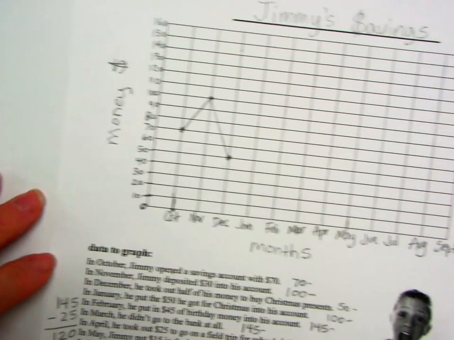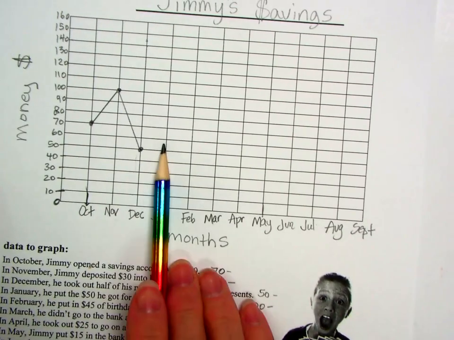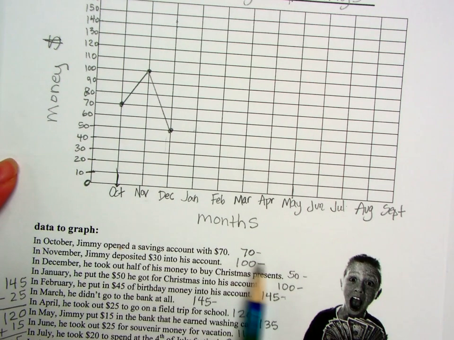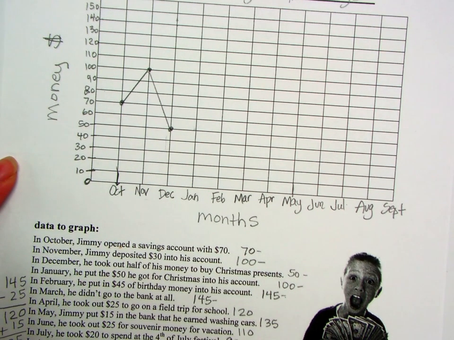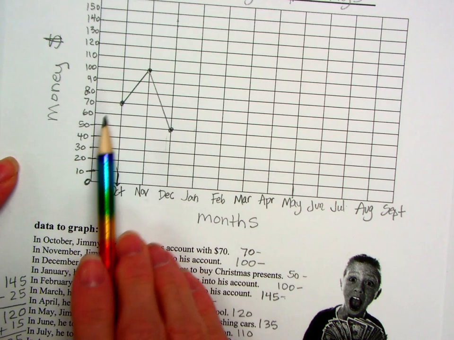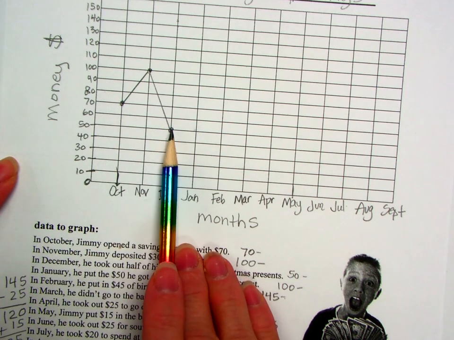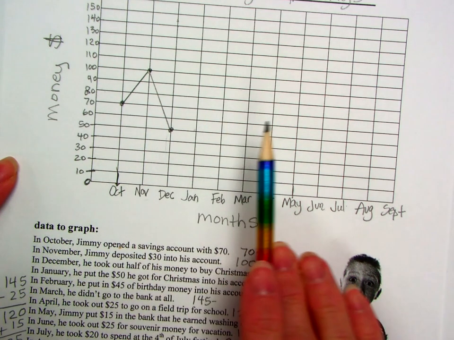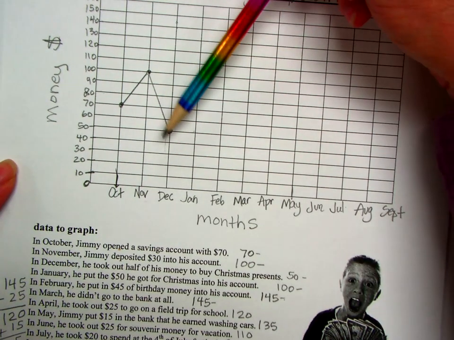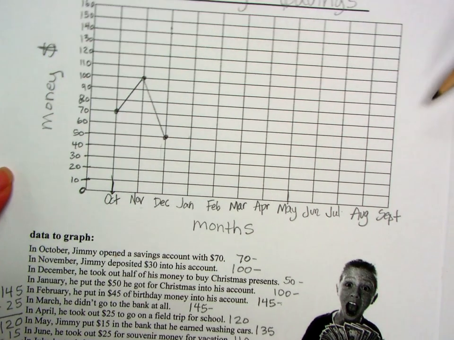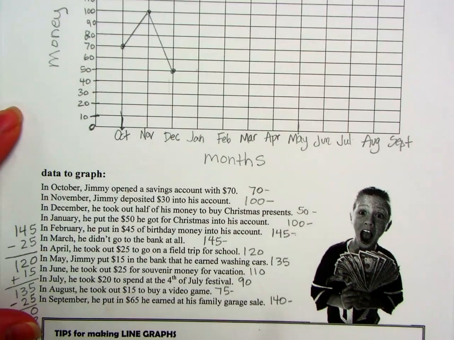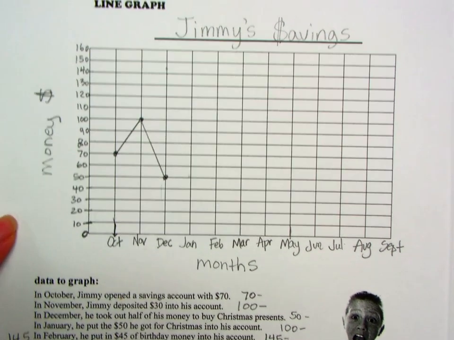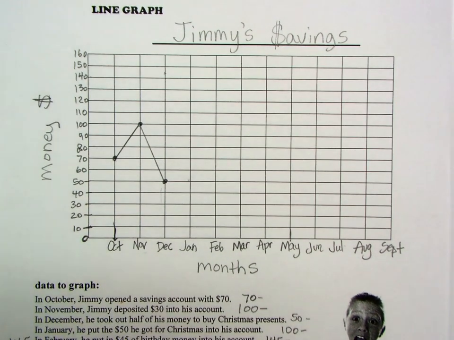Okay, so you are going to put in the rest of the dots across this graph, following the data that we wrote down here at the bottom. And then you're going to connect December's dot to January's, then to February, then to March, then to April. And you're going to have a zigzaggy line going all the way across here to September to finish up the graph. All right, that's how we make this line graph.